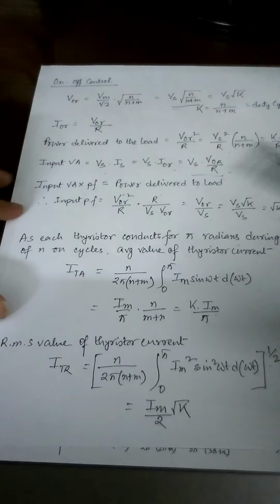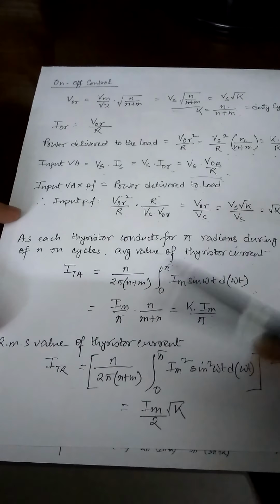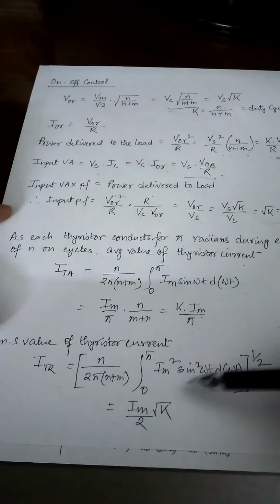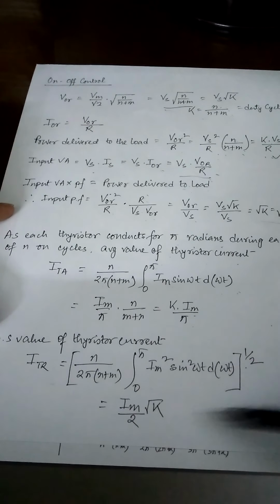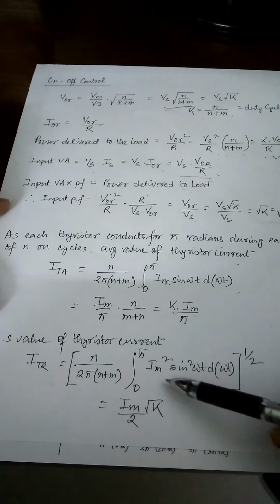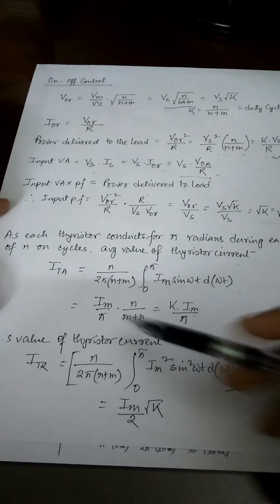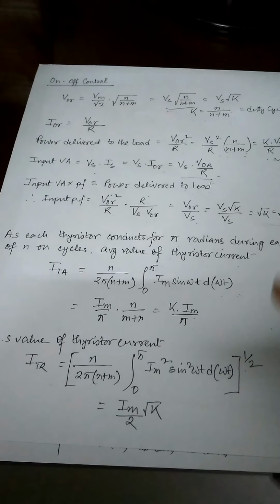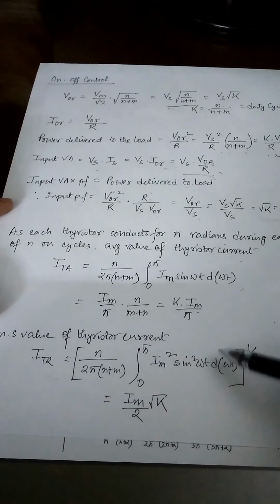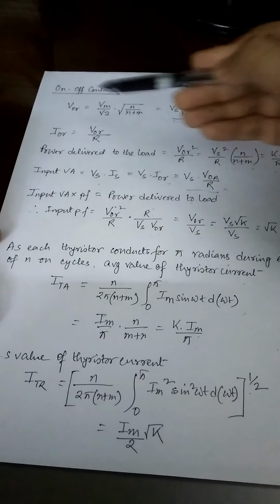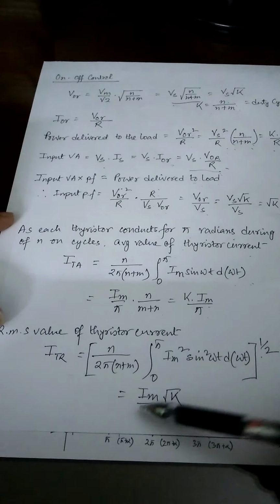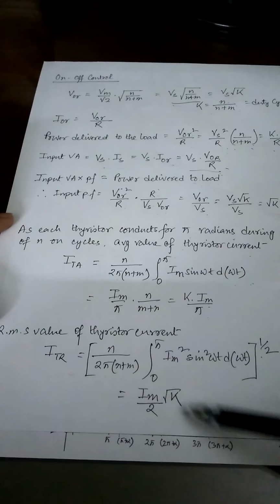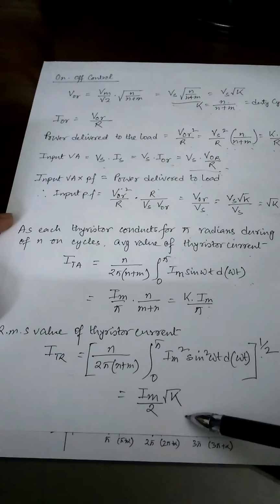Now when we are considering the RMS value, what happens? The periodicity factor is the same. Here the 0 to pi limit is the same, but the mathematical formula of the RMS value is different, that is Im square sin square omega t d omega t, and the total is under the square root. That is as per the mathematical form of the RMS value. If you do the total integration, like the integration we did in detail when considering the RMS value of voltage in the on-off control in the last class, then the thyristor current value will be Im by 2 into root k. So that is the RMS value of thyristor current.